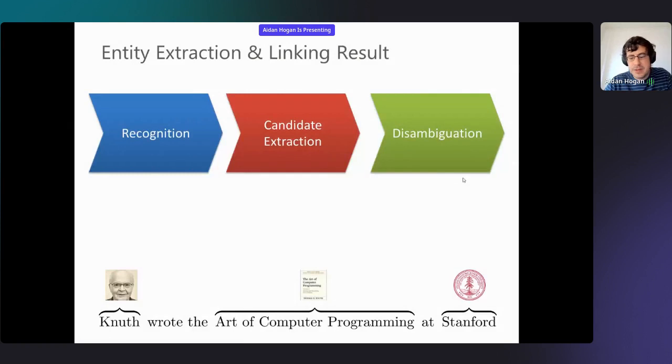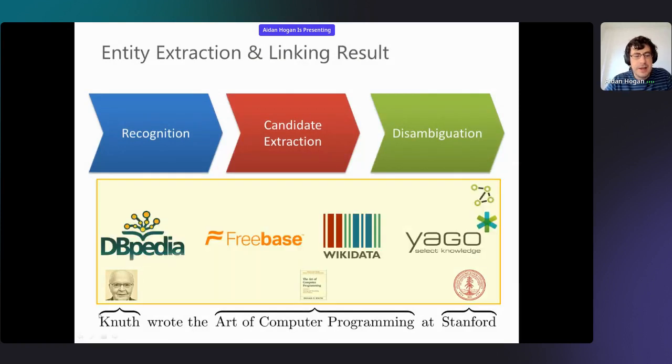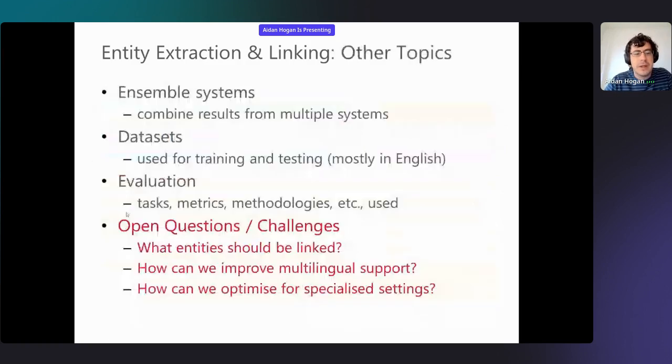Okay, so as a result of entity extraction and linking, what we will have is mentions in the text, positions of mentions in the text, and the entities are the IDs that refer to them in a knowledge graph, such as DBpedia, Freebase, Wikidata, Yago, maybe Wikipedia. Since there are links between many of these knowledge graphs, it's relatively straightforward to map from one knowledge graph to the other once we have the IDs for one of these knowledge graphs.